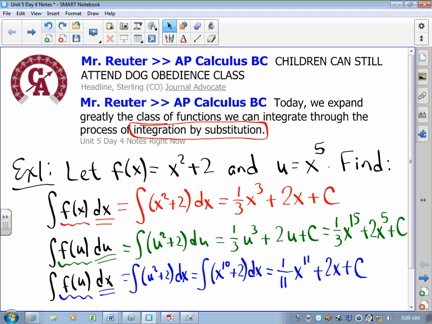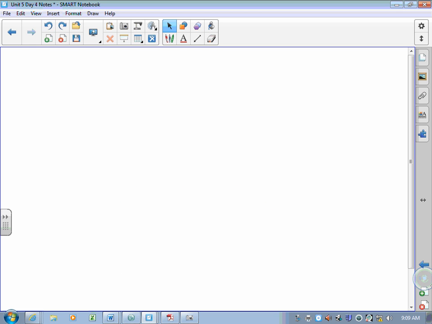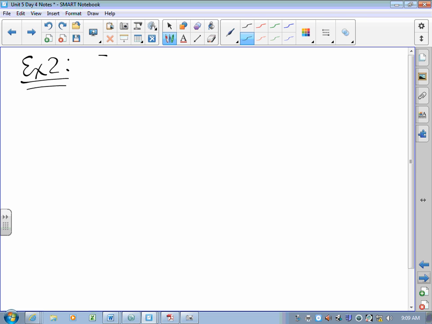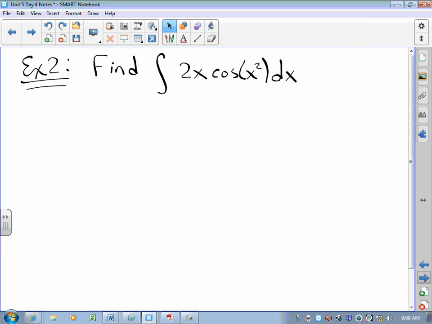3 very similar looking problems worked out in 3 very similar ways, but because of the subtlety of the differential, 3 very different answers. Moral of the story, the differential matters. It's not just an appendix that's placed at the end of our integral. So here we go. What happens when we try this thing?